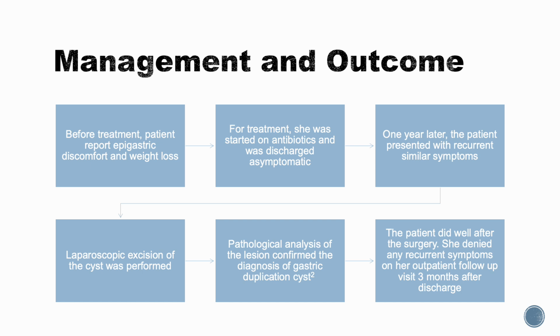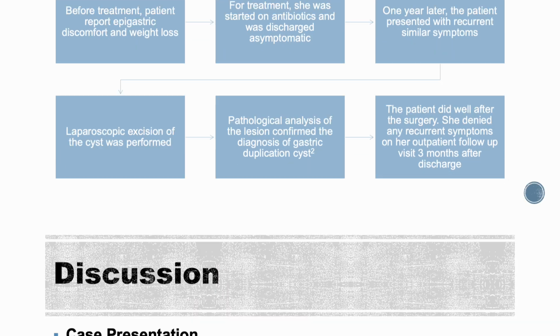clear separation. Pathological analysis of the lesion confirmed the diagnosis of gastric duplication cyst, showing the multi-layered aspect of the wall similar and continuous with the mucosa and submucosa layers of the gastric wall at the surgical margin. The patient did well after the surgery. She denied any recurrent symptoms on her outpatient follow-up visit 3 months after discharge.